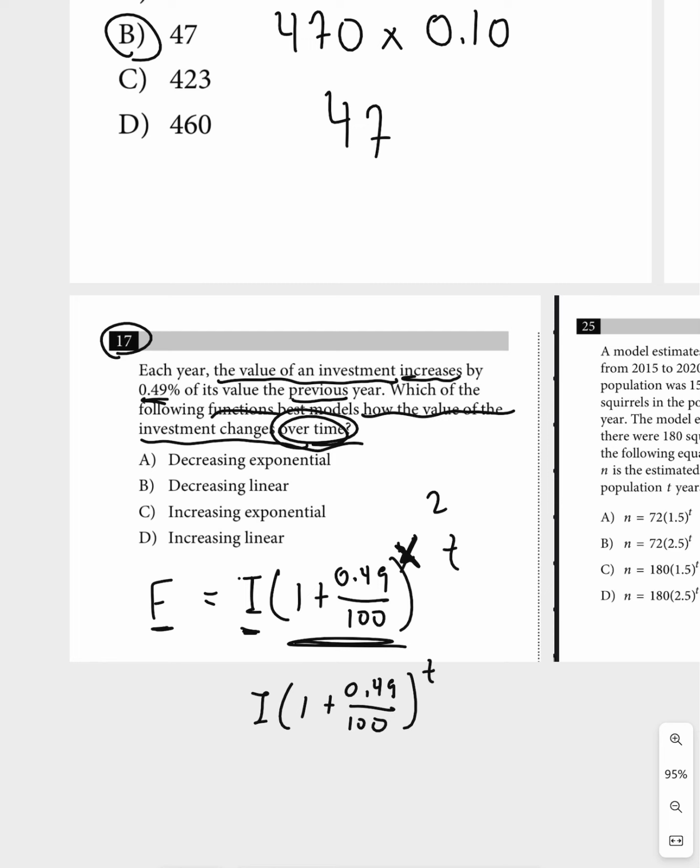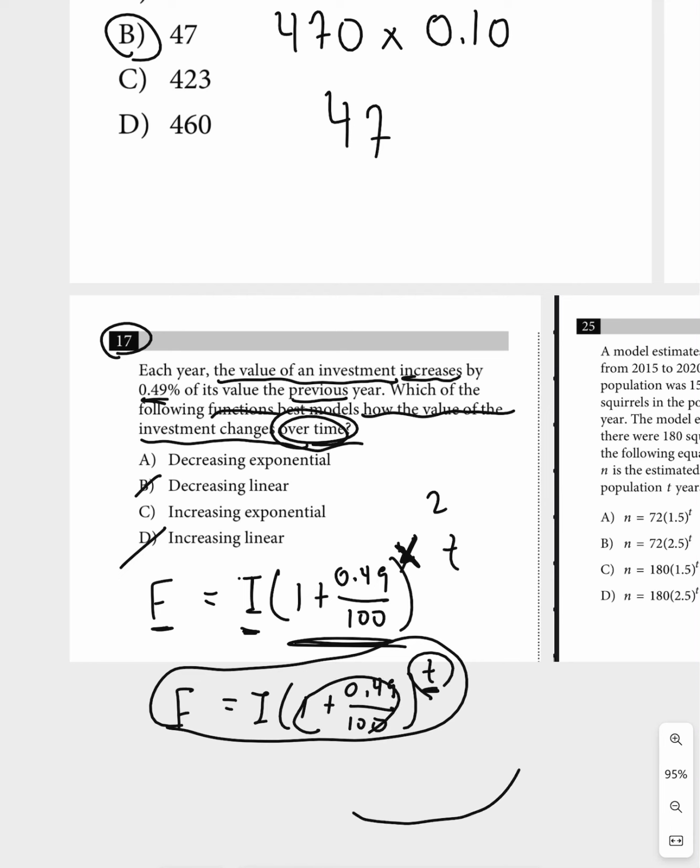Okay, so now the question is basically asking what kind of function is this? Well, because the independent variable is on the exponent, this will be an exponential function. We can get rid of that. And now, as time goes by, if the final value keeps increasing, this is an increasing exponential function.